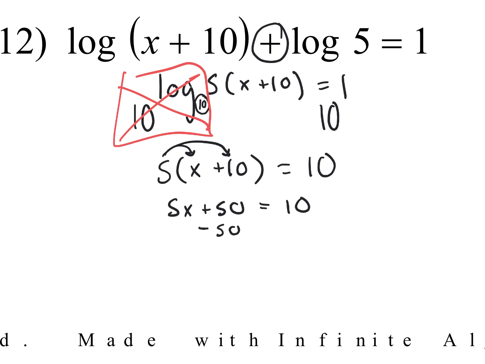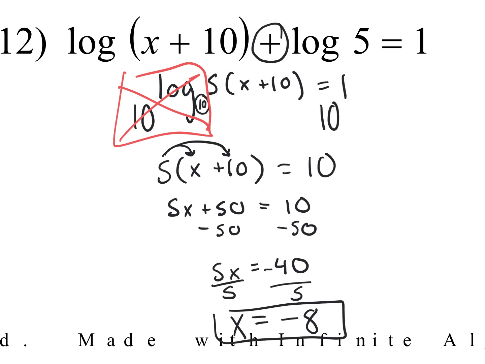Subtract 50. So 5x is equal to 10 minus 50, which is negative 40. And then what should I do? Divide by 5. What's negative 40 divided by 5? Negative 8. Awesome. Good job, guys.